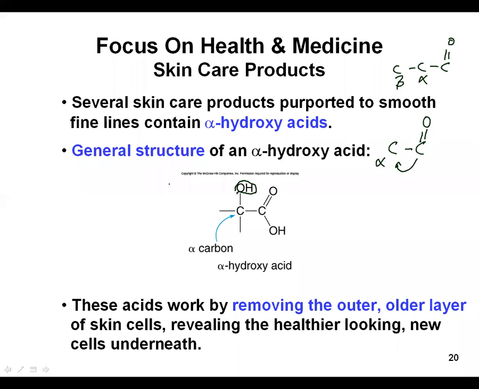So we'll see that a little bit more, I think, in a later chapter, the alpha carbon, the beta carbon. But that's, again, where the name alpha hydroxy acids come from. It's really a carboxylic acid that has a hydroxy group, an OH group, on that alpha carbon.